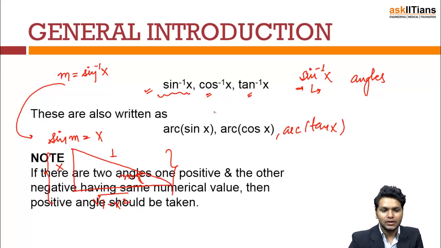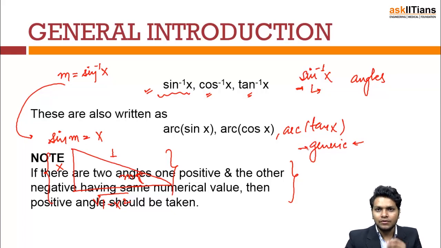Now there's a note. If there are two angles, one positive and the other negative, having the same numerical value, then the positive angle should be taken. This is a generic view, and you'll get to know the reason behind this when we go deep into the domain and range of the inverse trigonometric functions.